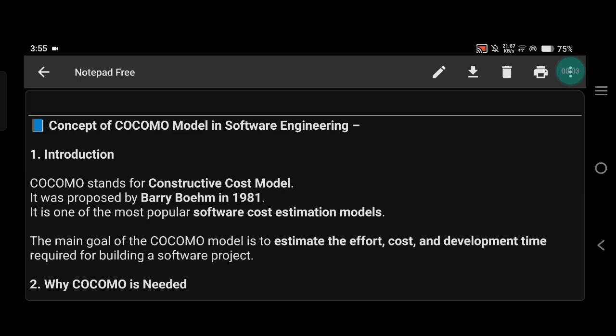In today's video, we are going to do a deep dive explanation of the COCOMO model in software engineering. Okay, first is introduction. COCOMO stands for Constructive Cost Model. It was proposed by Barry Boehm in 1981. It is one of the most popular software cost estimation models. The main goal of COCOMO model is to estimate the effort, cost, and development time required for building a software project.